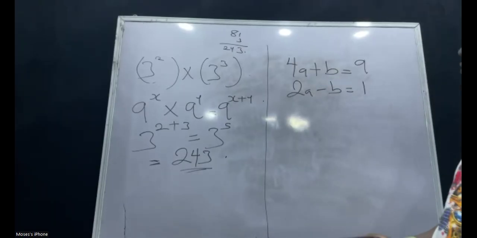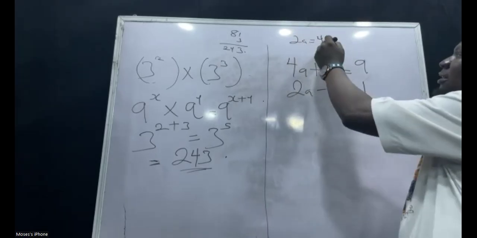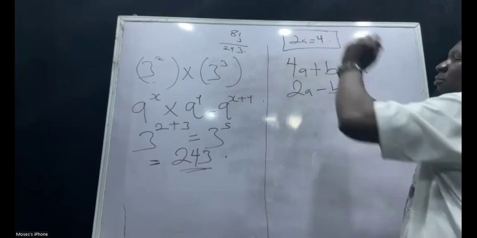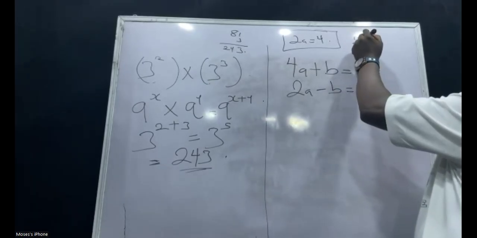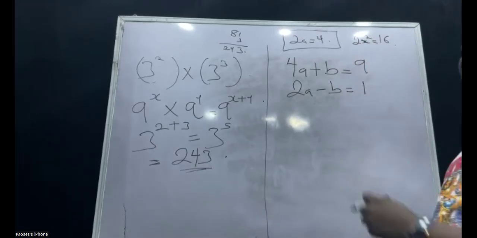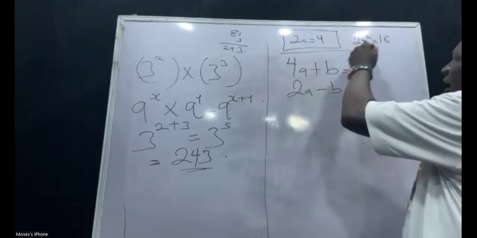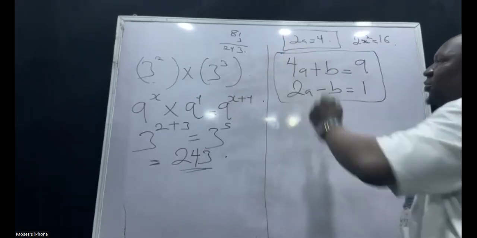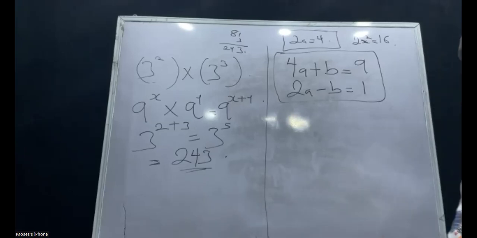When you have maybe 2A equals 4, this is a typical linear equation. When you have 2x squared equals 16, this is a quadratic. But this is a simultaneous equation because you are looking for two values at the same time. Am I right?